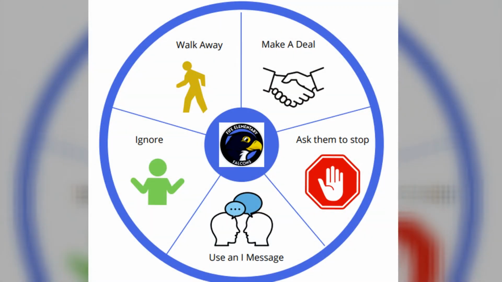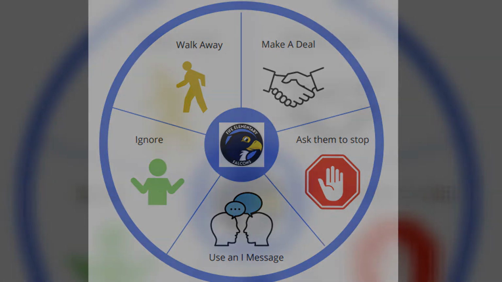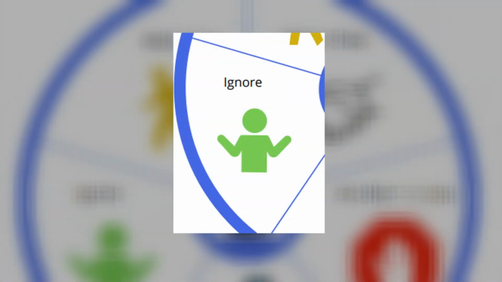The wheel has 5 different strategies that we found that kids like to use to help solve small problems. There might be other strategies that you like to use, and that's okay. But these are 5 go-tos so that in the moment, if you need to think of one, you have one on hand. One strategy to use is to ignore. So if someone's making noise or doing something you don't like, you can choose to ignore it or not to address it at all.